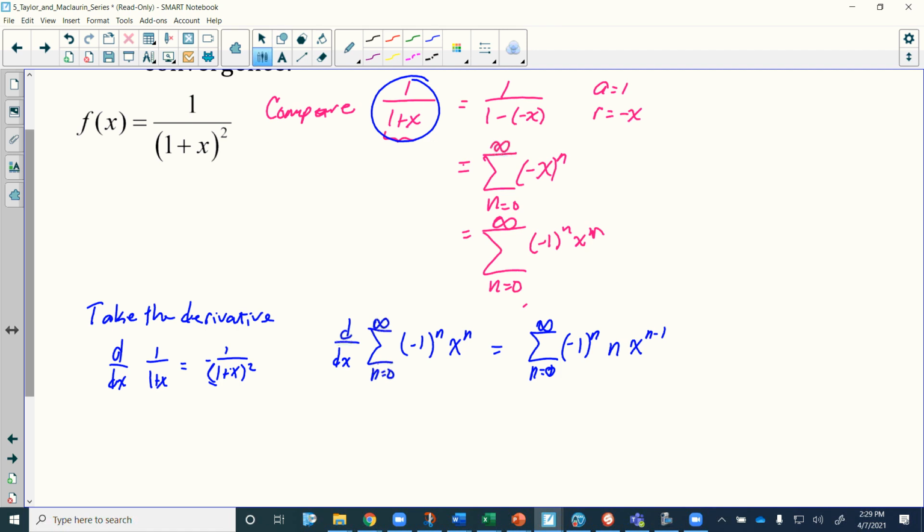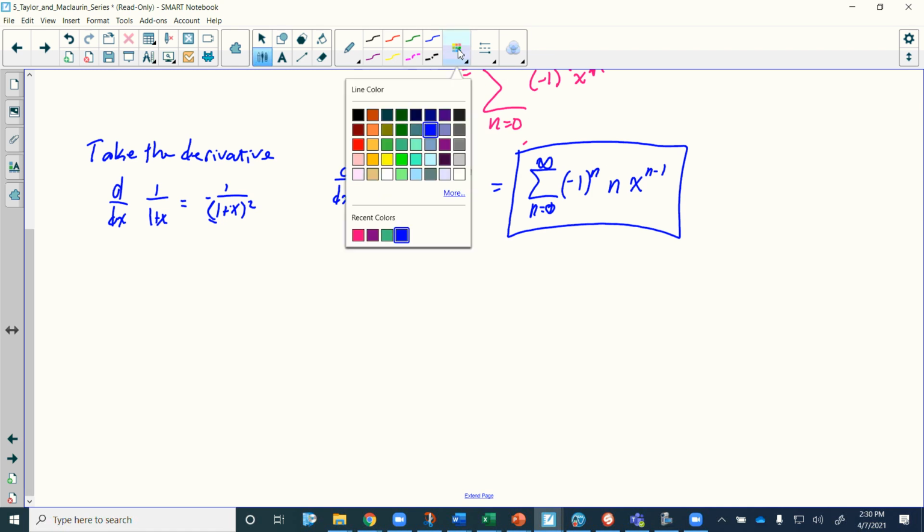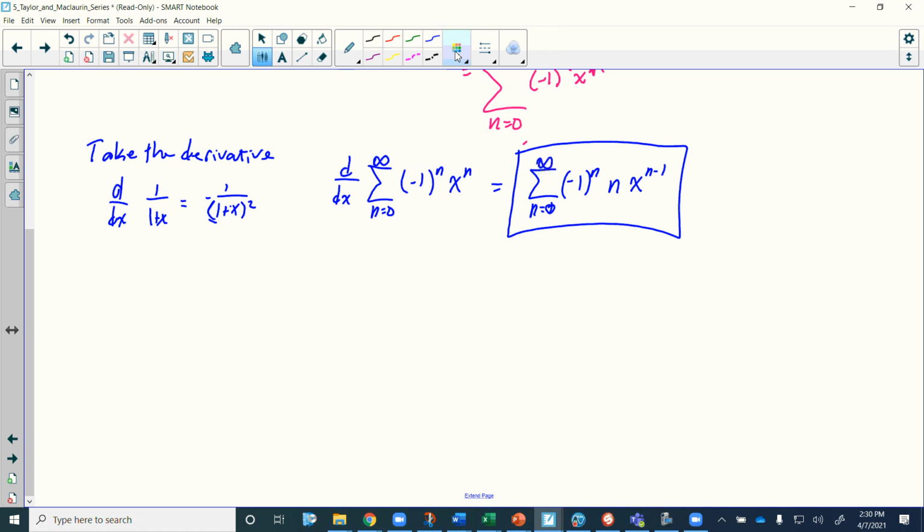Okay, so what it's asking us to do, it says differentiate to find a power series representation of what we were given. This is what I'm looking at. That's going to be the power series representation of the expression as it was given to us. Now, the next thing we're asked to do is find the radius of convergence. So the last thing that we're going to look at here for the radius of convergence is where we need to do our ratio test.